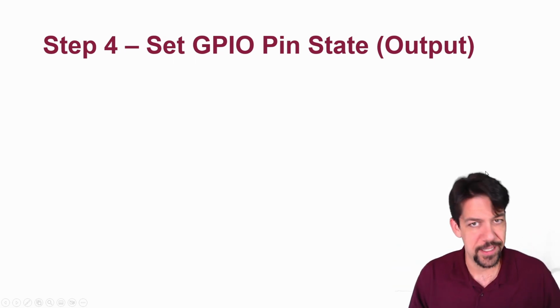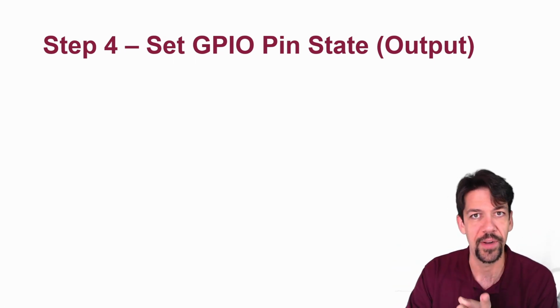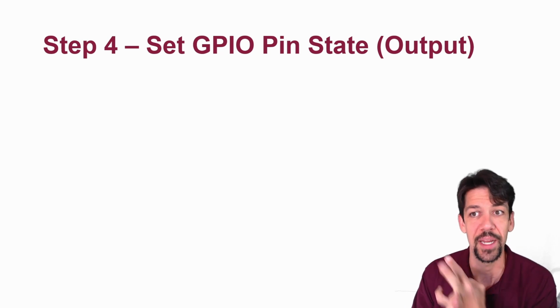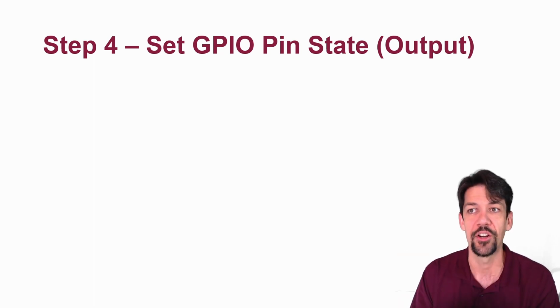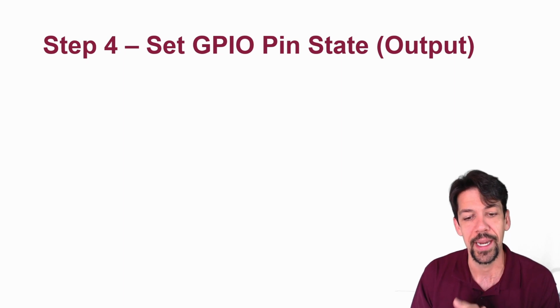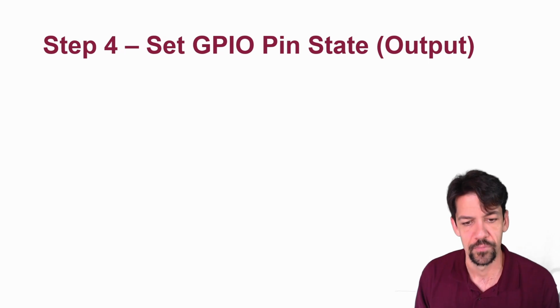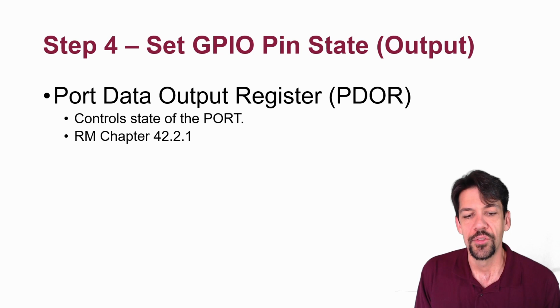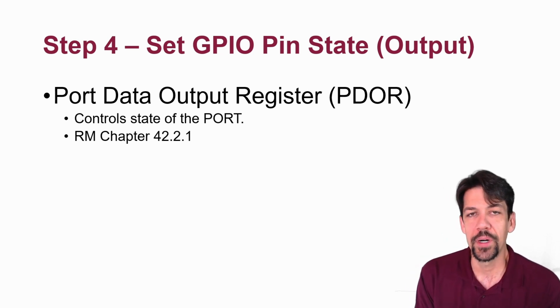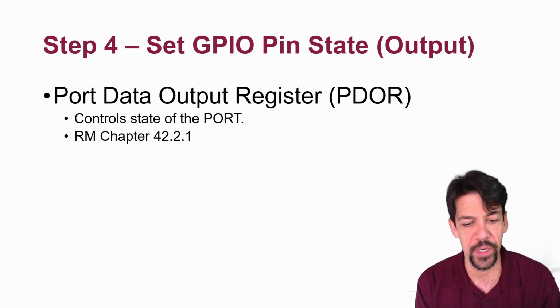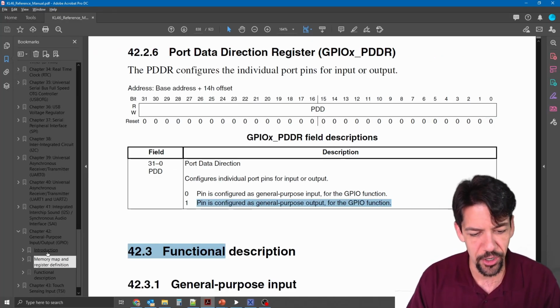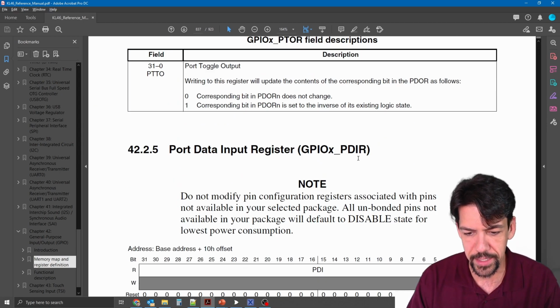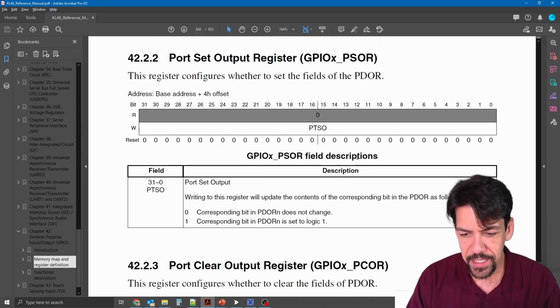Now that we've finally done all these things, we've configured the clock, we've configured the pin functionality, we've configured the pin direction, now we know that we can control it with software. And the last thing we can do is set the GPIO pin state when it's configured as an output. We'll look at how to work with it as an input in a later video. The way that we do this is through the Port Data Output Register, or PDOR. This is in the same chapter 42, and it reflects the current state of the port. And we'll just scroll up a little bit here to get to PDOR.